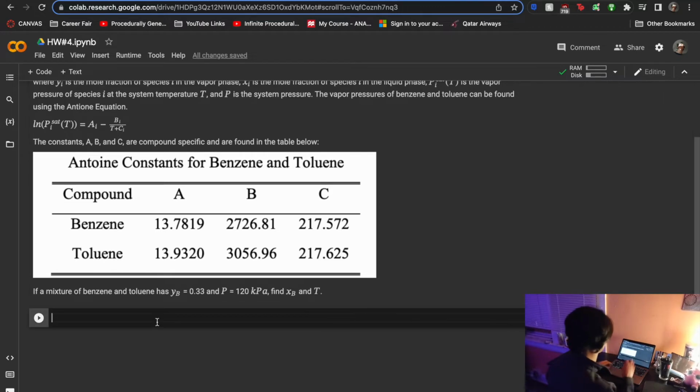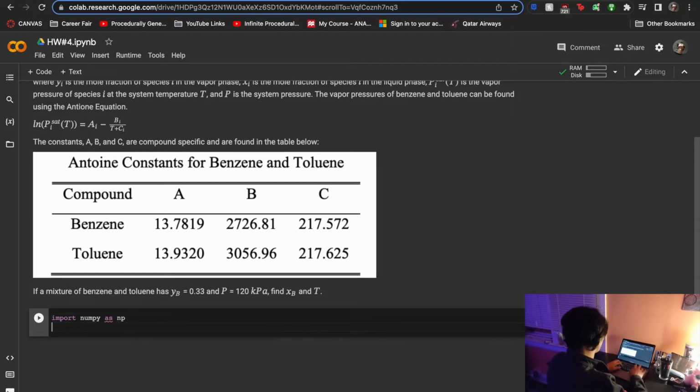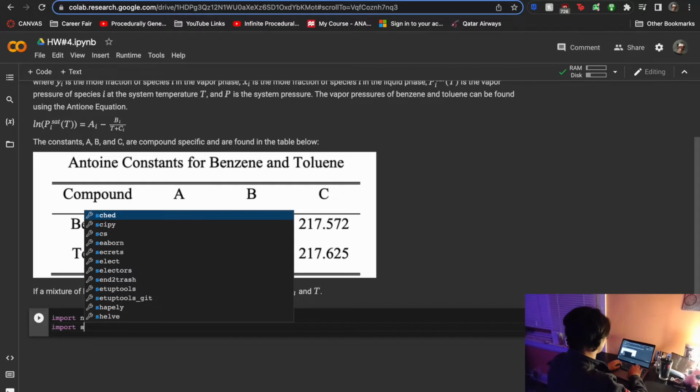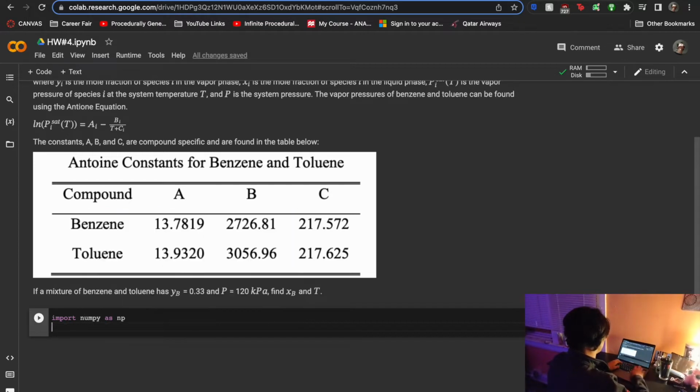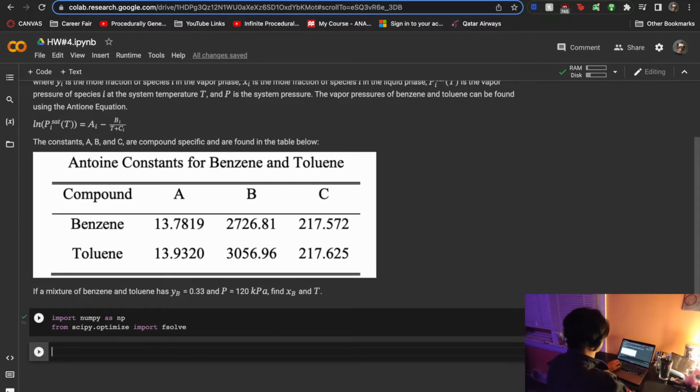So first of all, I'm going to import NumPy, and I'm also going to import, from the scipy.optimize module, fsolve. Basically, these are the things that I'll actually need in order to solve this problem.